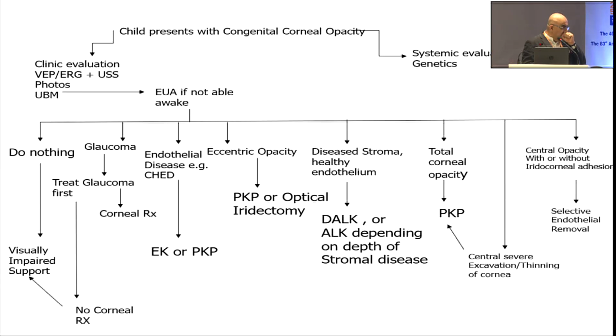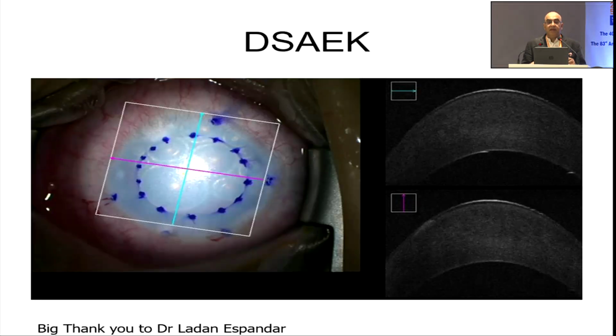I want you to note that sometimes you cannot do anything, either because of the family circumstances, or because of the child's illness, or because of the severity of the condition. But otherwise, there's a whole range of things that I'm going to talk to you about that you can do. Here I've put first that you must manage the glaucoma. If you do anything without managing any secondary glaucoma, it's going to fail. So let's go through the different things that we can do.